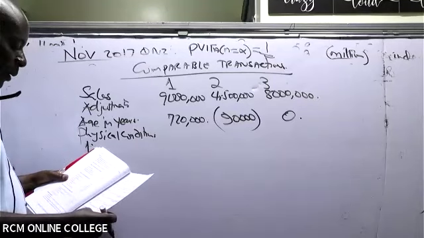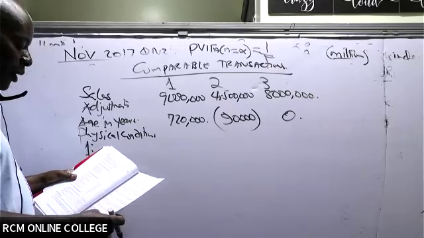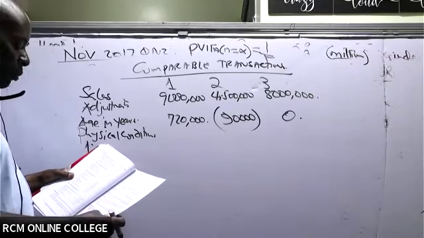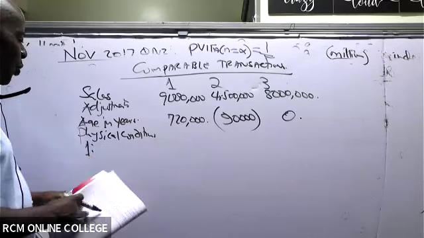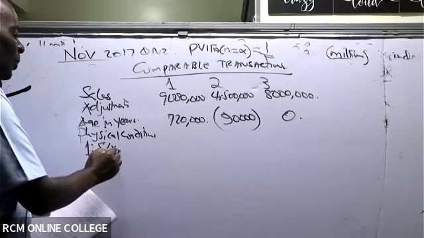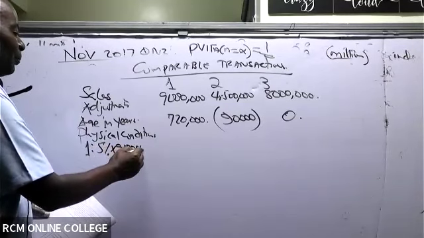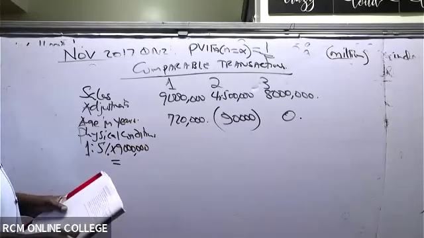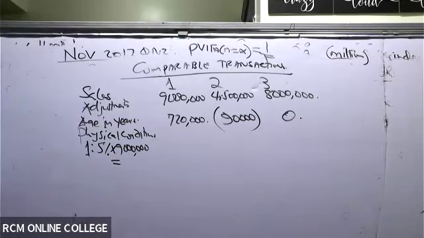Property 1, remember property 1? Property 1 is good. If you look at that table, physical condition, property 1 is good. And for good, we are giving it 5%. So 5% of 9 million. Are you able to give me this figure? 5% of 9 million. Please give me this figure.